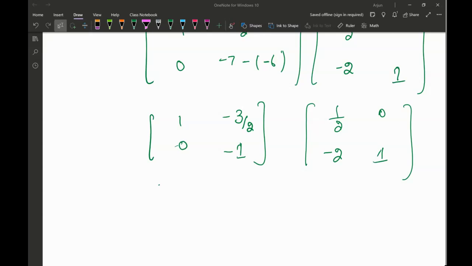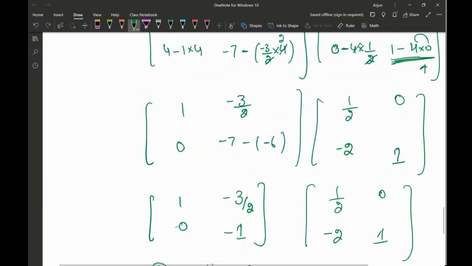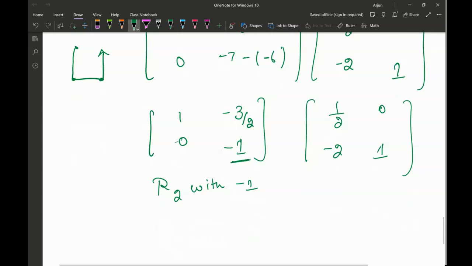Now what I'm going to do is multiply R2 with -1. Remember what I told you? I'm going to move in this direction: first, second, third, fourth. That's how I'm moving. This I wanted to convert into 1 because the identity matrix looks like 1 1 0 1. So these two I've achieved. Now I wanted to convert this one into 1.